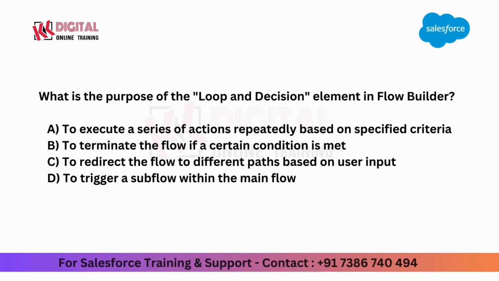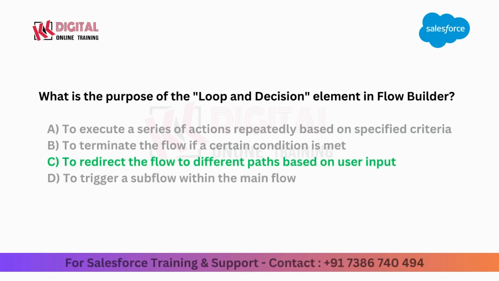What is the purpose of the loop and decision element in FlowBuilder? A. To execute a series of actions repeatedly based on specified criteria. B. To terminate the flow if a certain condition is met. C. To redirect the flow to different paths based on user input. D. To trigger a subflow within the main flow. The answer is C. To redirect the flow to different paths based on user input.